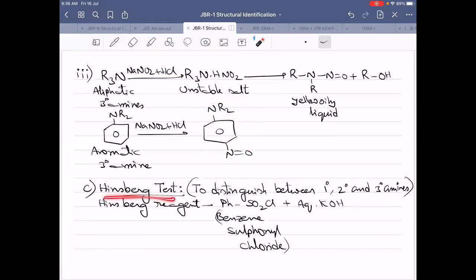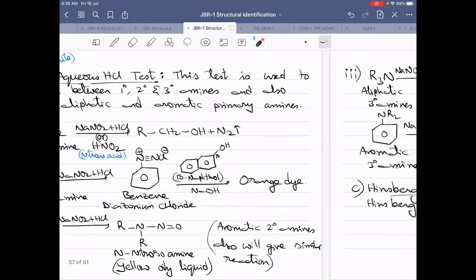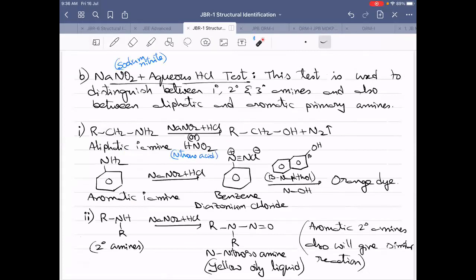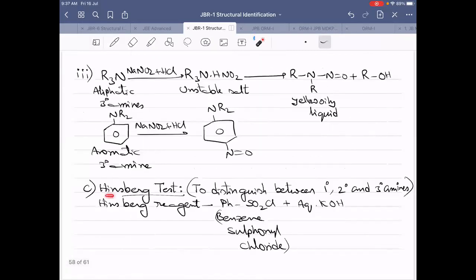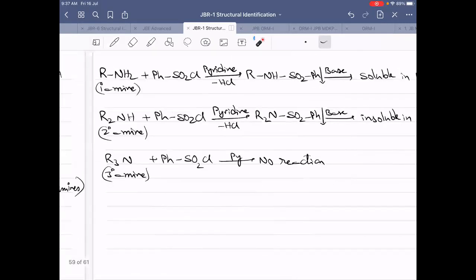Then there is another reaction, that is the Hinsberg test. Hinsberg test to distinguish between primary, secondary, and tertiary amines, like NaNO2 plus HCl. So first you copy. Okay, I will explain the Hinsberg test also.